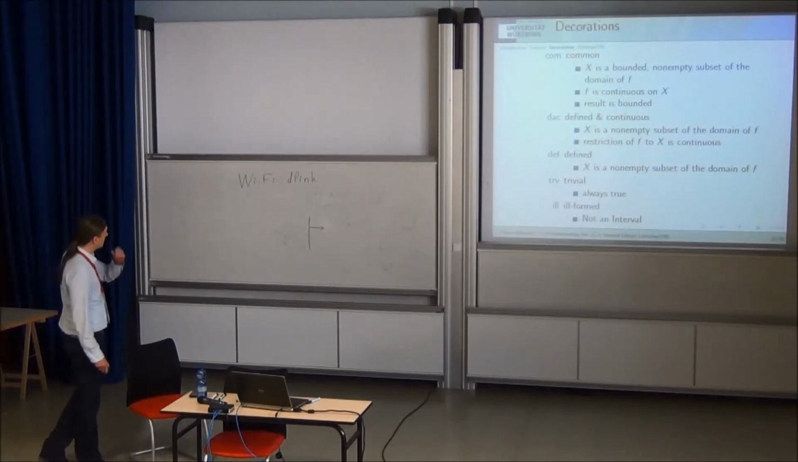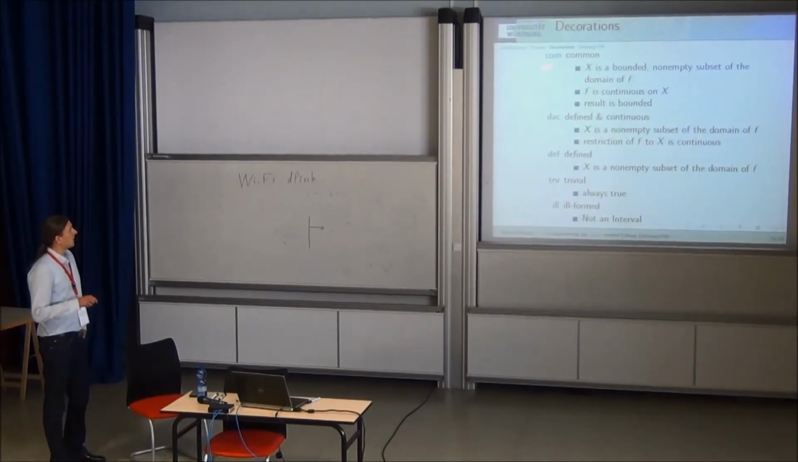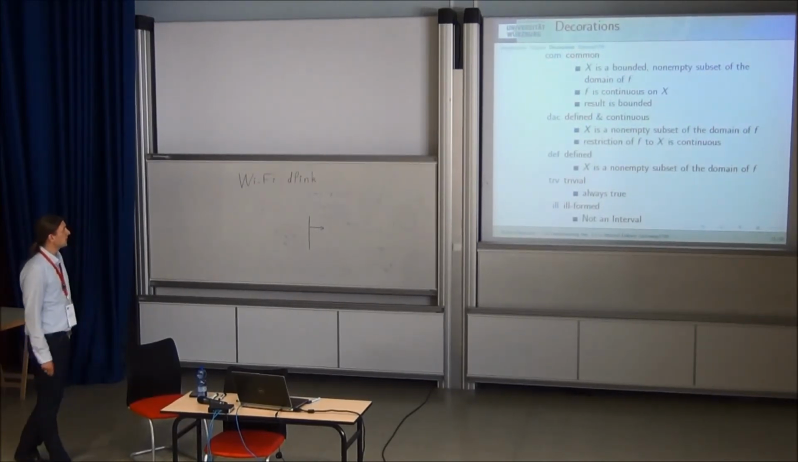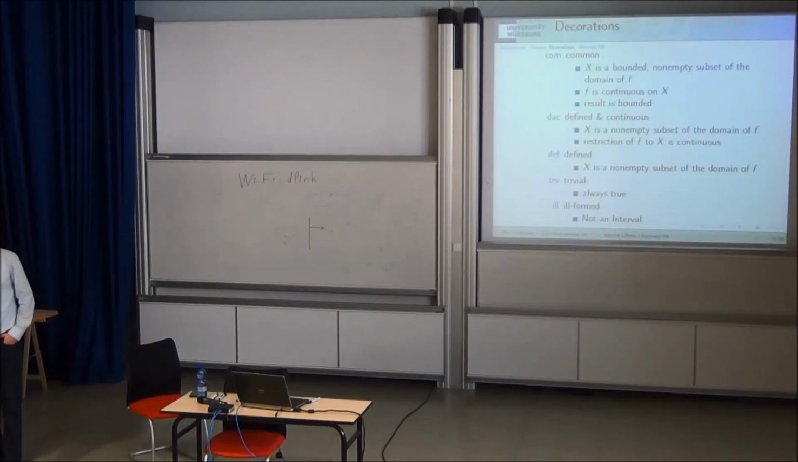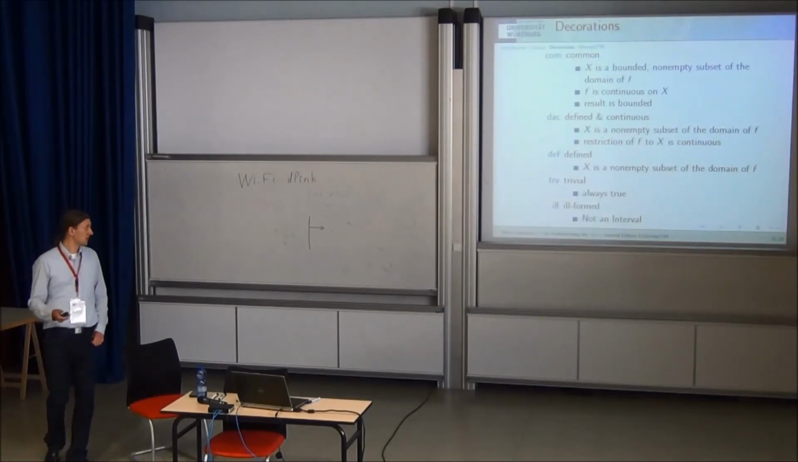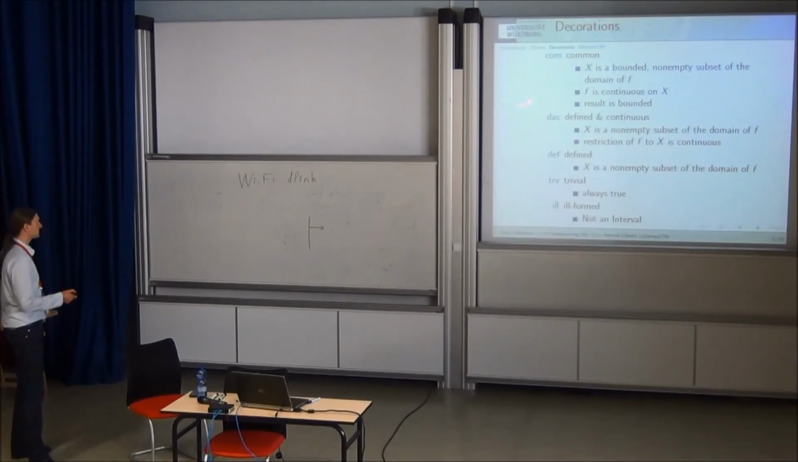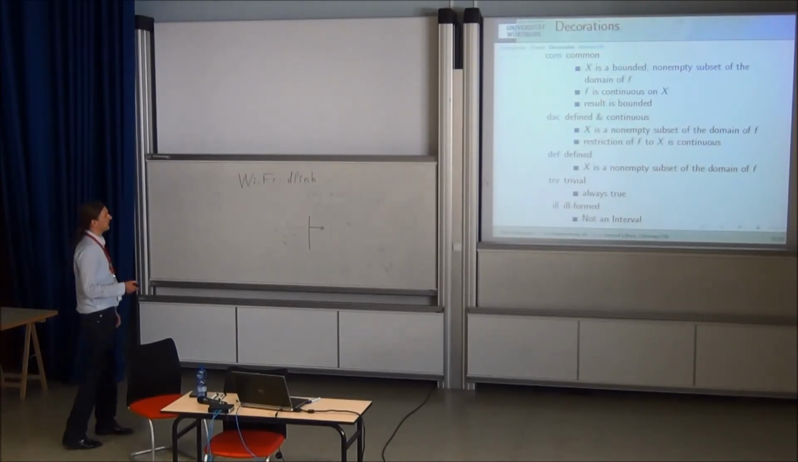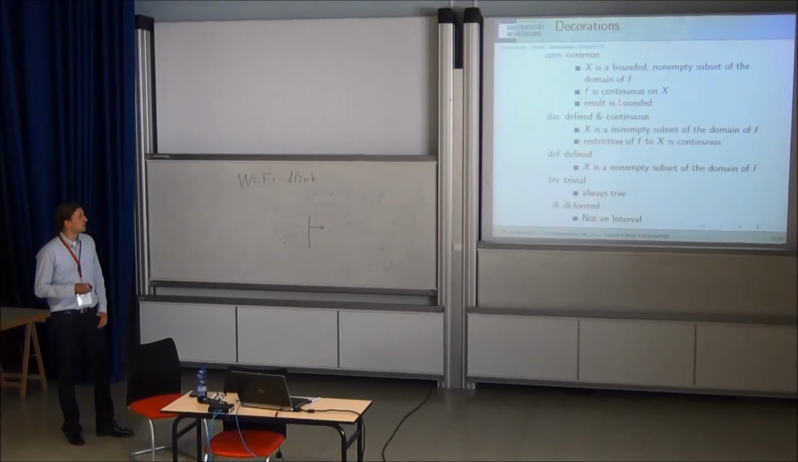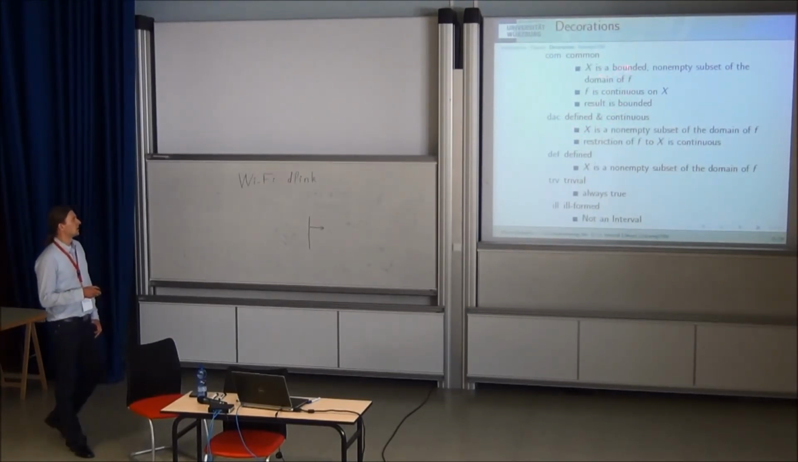In detail, we have these 5 decorations in our standard. The strongest is the common decoration, which basically means that it's new arithmetic. We have an interval which is bounded, non-empty, and a subset of the domain of f. And f is continuous on x, and the result is also bounded. This is new arithmetic. The second one is defined and continuous, which means it's almost the same, but we dropped the bounded condition.